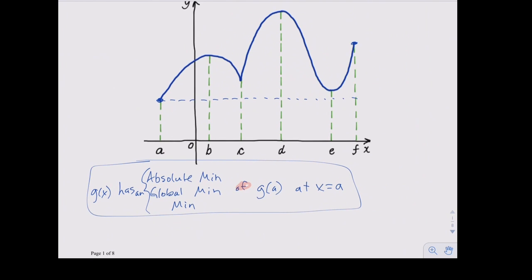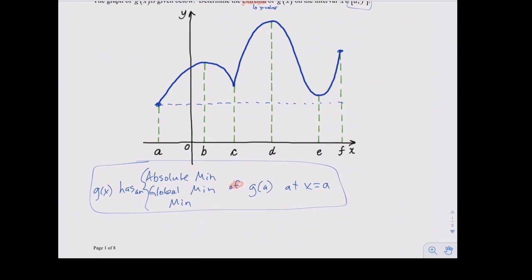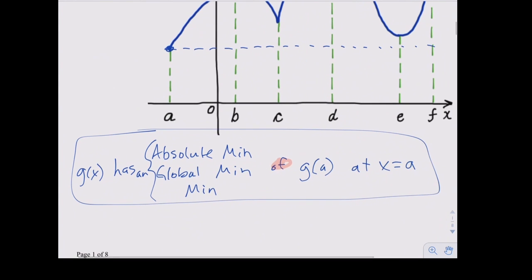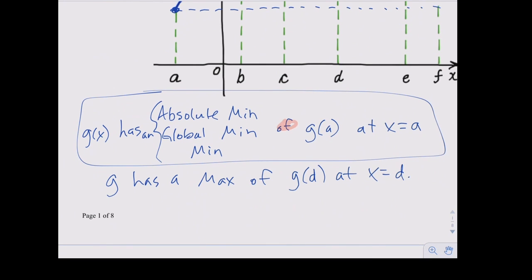Do we have an absolute maximum? Yes. At what value of x? D. So now we could say, and here's another way to write it, g has a max of g of d at x equals d. That would probably be the most concise way to write it. You don't have to say g of x. The function's name is g. It has a max. Of course, that's the shortest way to write global maximum, because you don't have to put absolute or global, and then you can abbreviate maximum: max of g of d at x equals d. There is no y value bigger than it.